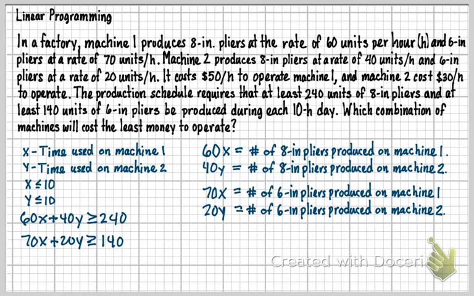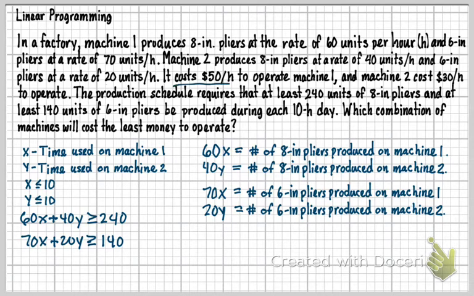Now what we're being asked to do here is find which combination of machines will cost the least money to operate. So we're minimizing cost. So we have to go to the cost. This is going to be the function that we minimize. That's when we had the Z in the other problem.